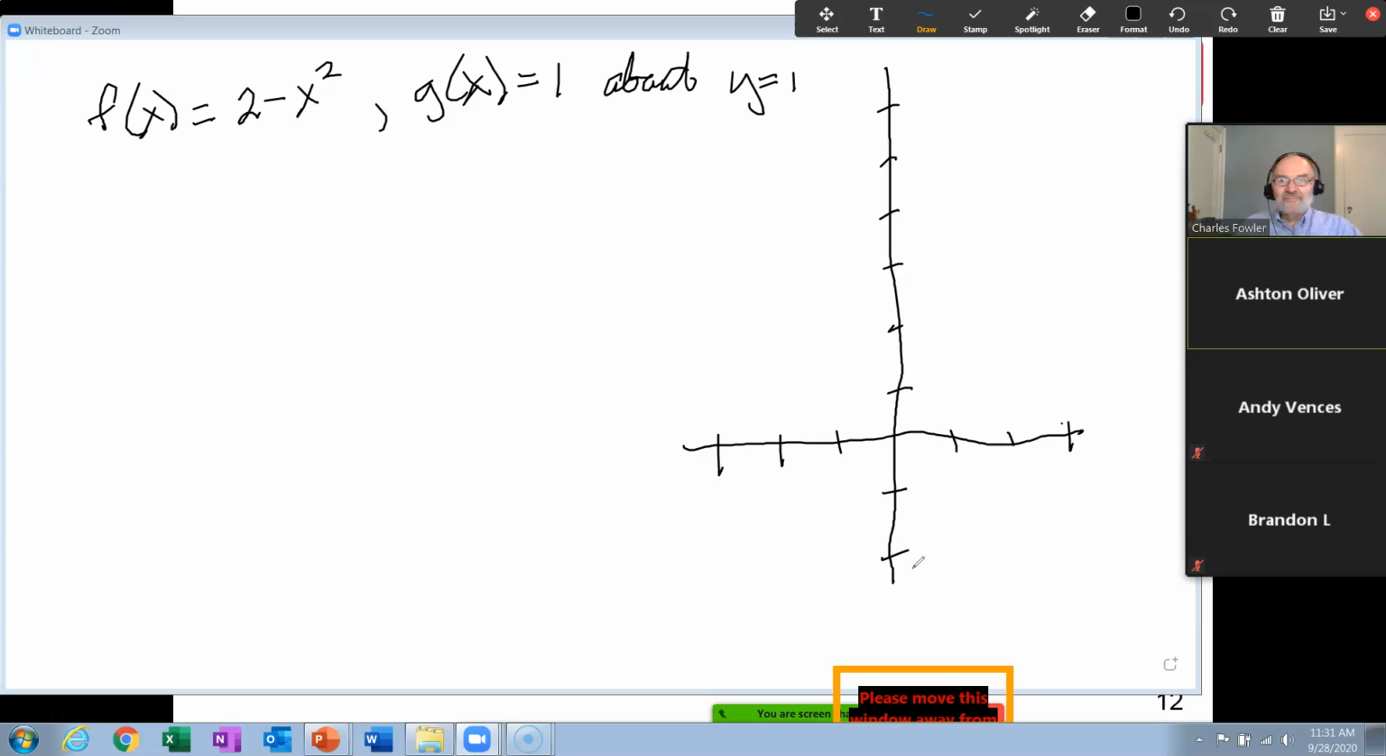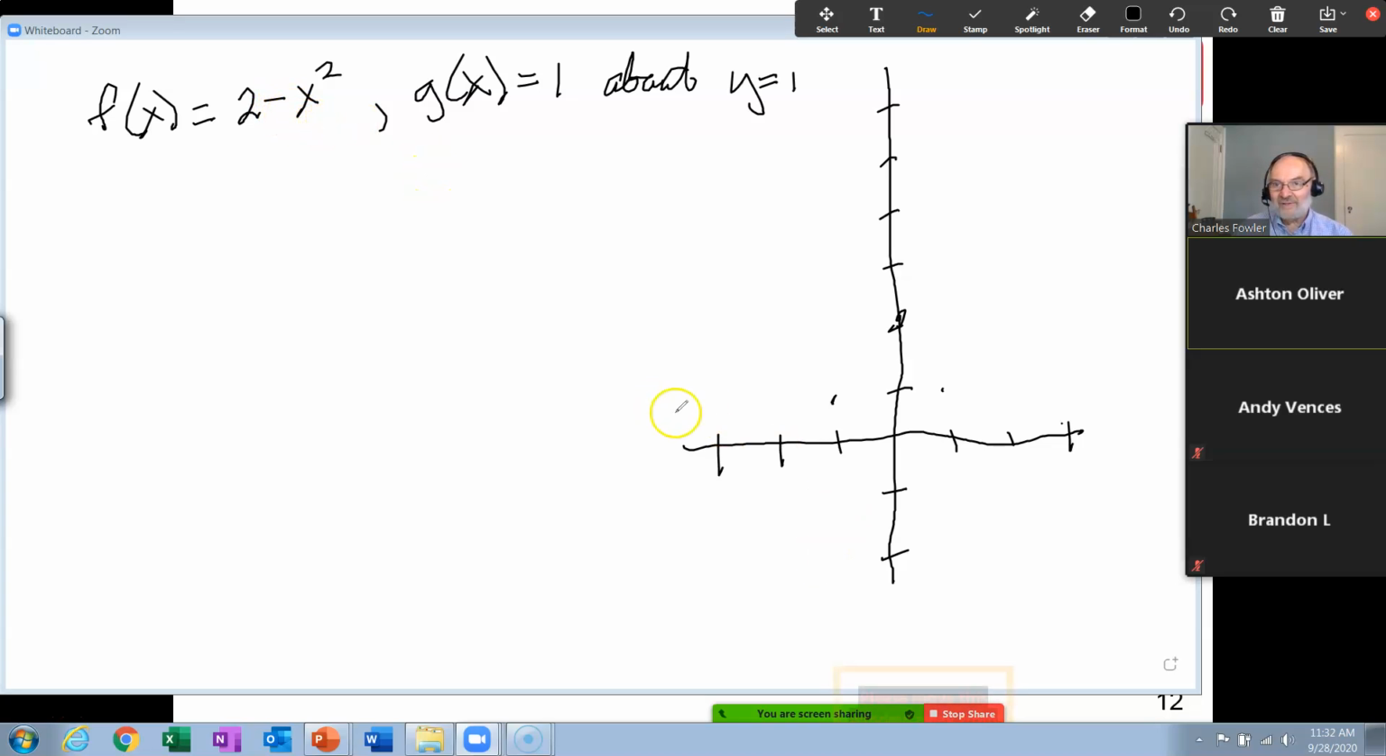So here's what we've got. Now let's just figure out where we are here. Let's do the F first. When x is equal to 0, F is equal to 2. So 0, 2 is right here. Okay? Now, when x is equal to 1, this will be 2 minus 1 squared, which is 1. So that's 1, 1, and negative 1, 1. Because when x is equal to negative 1, 2 minus 1 is still 1.